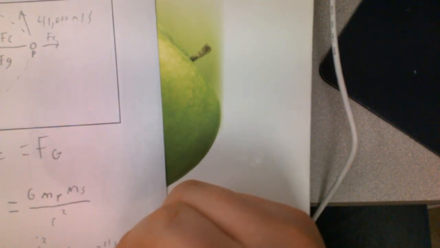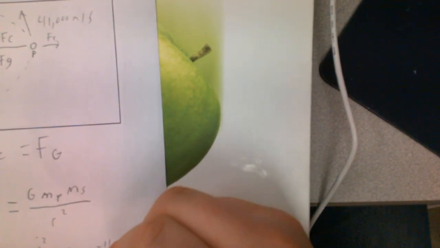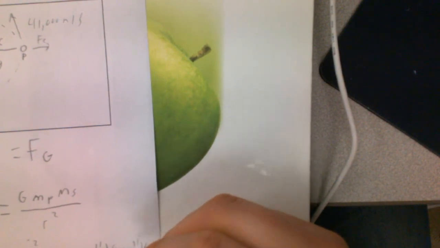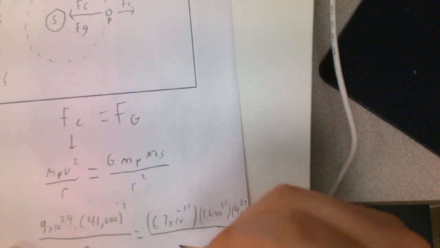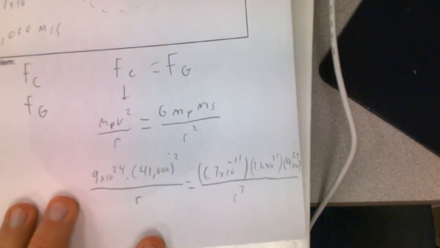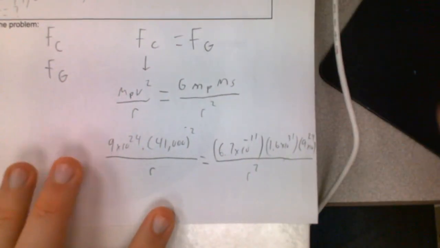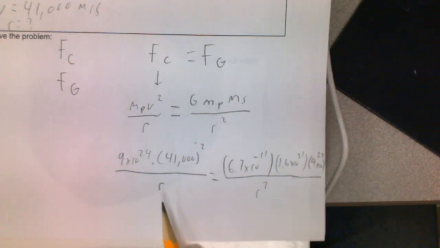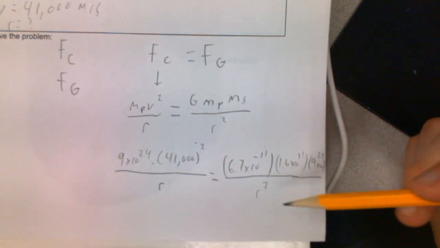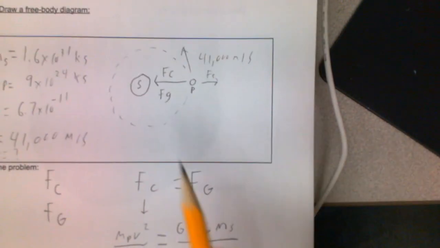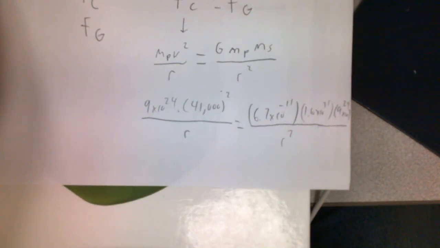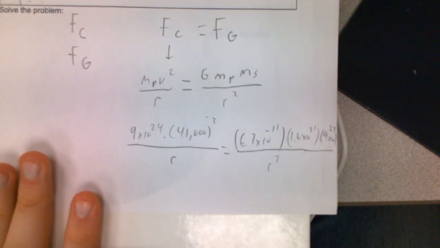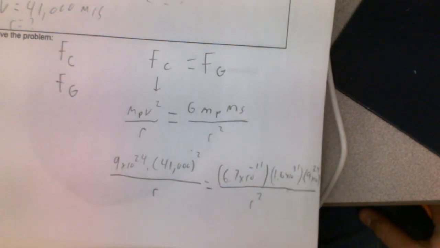MS, mass of the star, is 1.6 times 10 to the 31st. And then MP is 9 times 10 to the 24th kilograms. And then that's over R squared. Now notice, this R and this R are the same, and they should be. They both represent how far from the center of the circle this object is, right? This R represents how far from the center of the circle. This R represents how far apart our two planets are. That distance is the same. We're talking about the same thing. So this R and this R are the same, meaning we can look for both of them, and we'll get our answer.